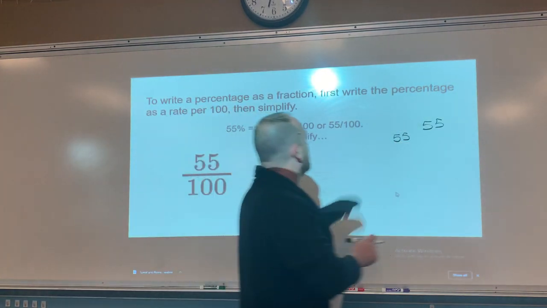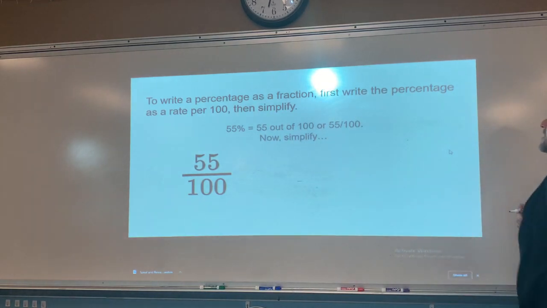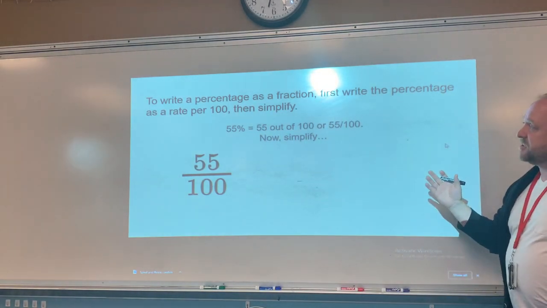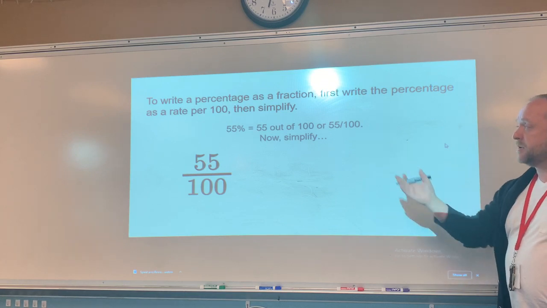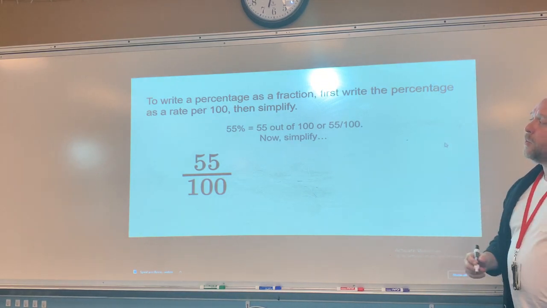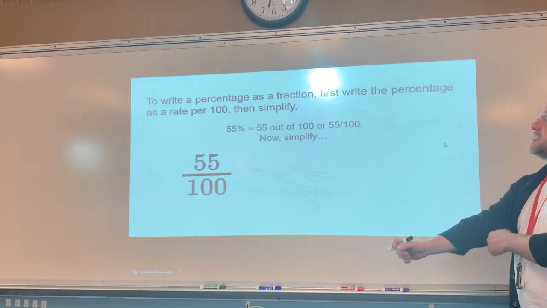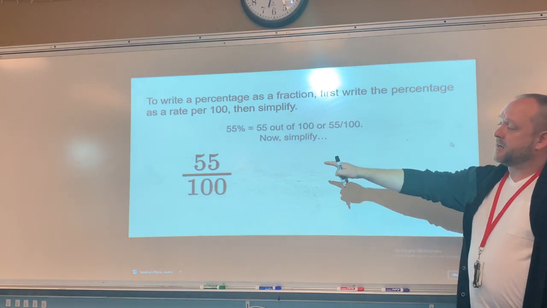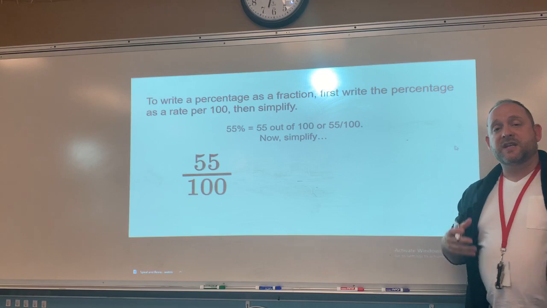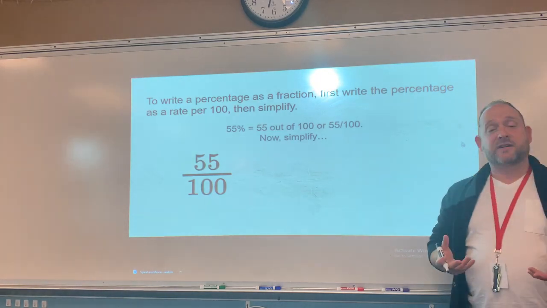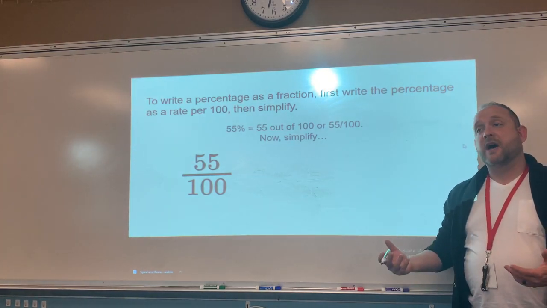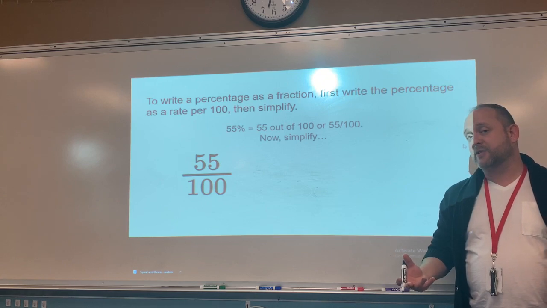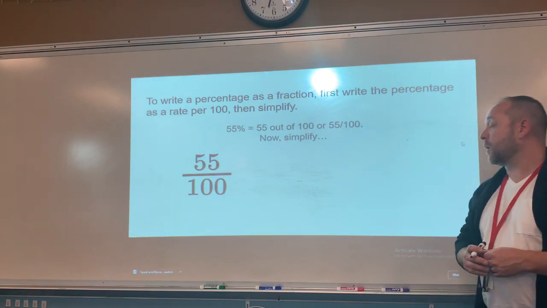So, to write our percentage as a fraction, we're going to first write the percentage as a rate per 100, like we did before. So we have 55 100ths. And then we're going to simplify. And remember, all we need to do to simplify is to take our number, find things we can divide both numbers by, find factors they have in common, divide those out until we can't divide by any common factors anymore, and then we have our simplest form.